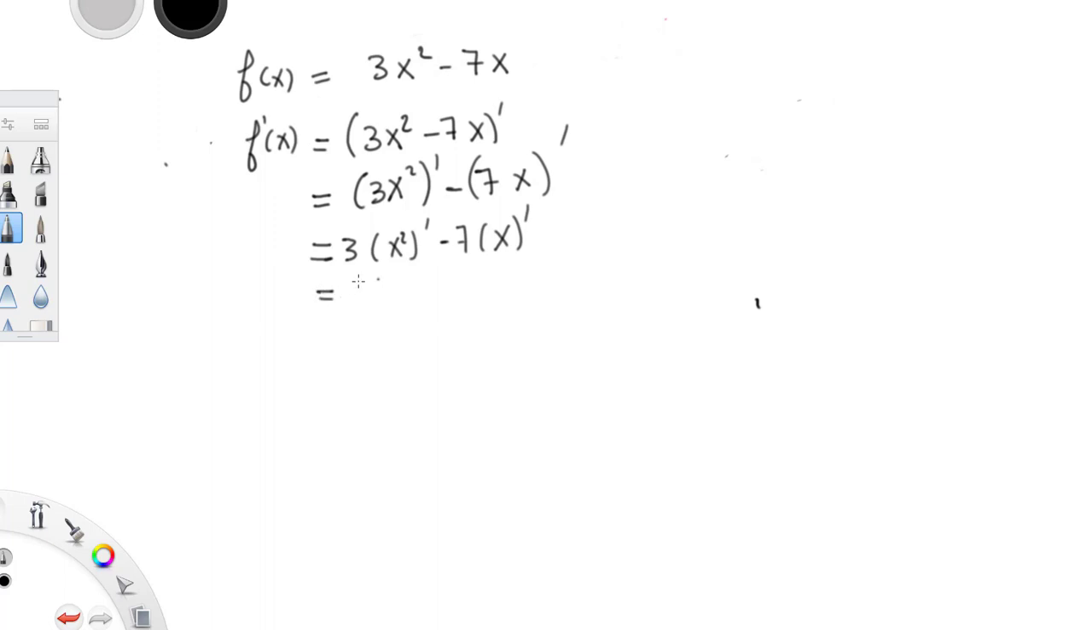So now, what is the derivative of x squared? You can apply here the power rule, which is 2 times x to the power of 2 minus 1, right? Multiplied by negative 7, and the derivative of x is 1, right? So it would be 3 times 2 is 6, 2 minus 1 is 1, so we have just 6x, and negative 7 times 1 is negative 7. And here is the derivative of f, which is f prime of x, right?